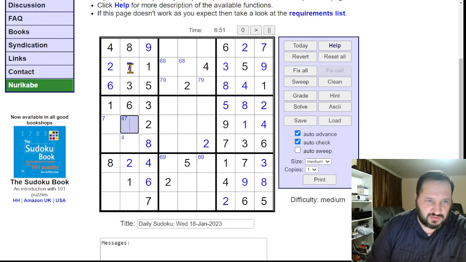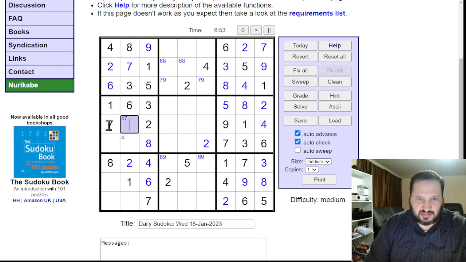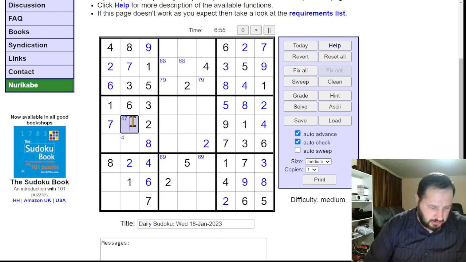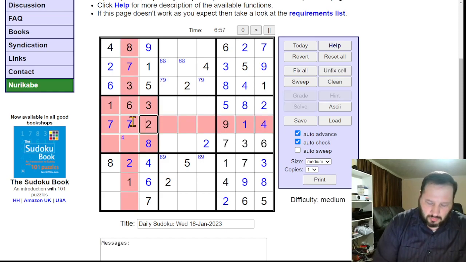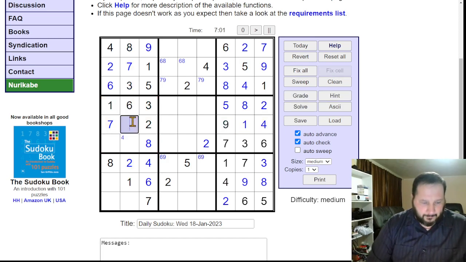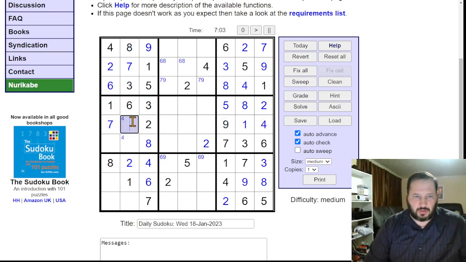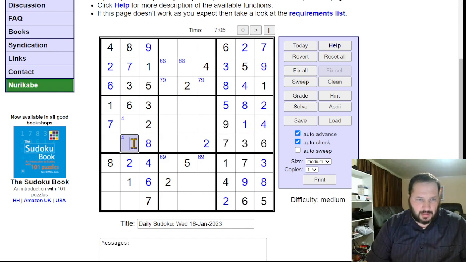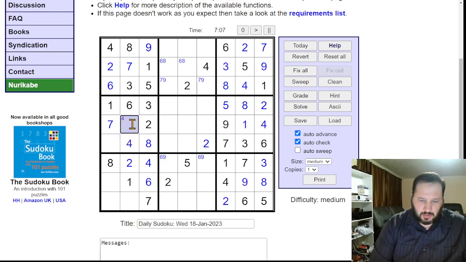We did resolve our 7, so our 7 does need to go here. We can clean up that 7. Nope. I was holding the shift key. I meant the control key. And we'll put that little pencil mark back, a 4. Actually, look at that. Our 4 can't go there anymore. So there's our 4. There we go.